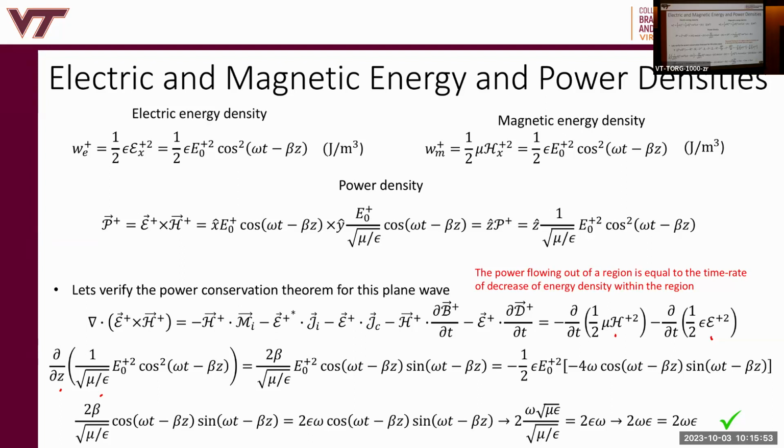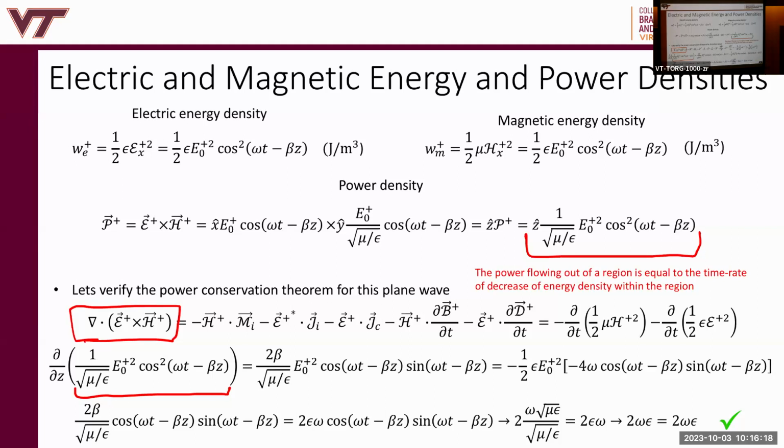Okay, I see. We're doing this side first, right? Sorry, we're doing this side first. And the divergence of E cross H, this is E cross H right here. So this is the power density right here. Since that only has a Z component, that divergence pulls out only a Z derivative. So we just have the Z derivative of the power density, the Poynting vector.